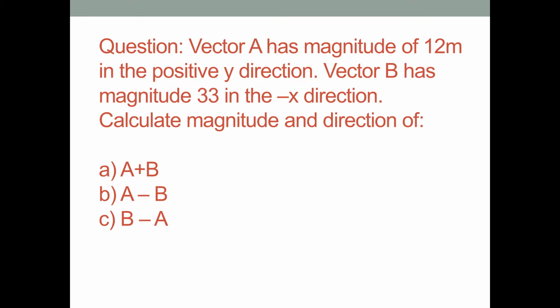Okay, so let's draw this. So vector A is magnitude of 12 in the positive y direction. So if you take up to be positive, as we usually do, you draw A in the positive direction. And it also mentions that B has magnitude of 33 in the negative x direction. So if right side is positive, left side is negative, okay? Keep in mind that the numbers are not scaled with the actual drawing, okay? Just keep that in mind.